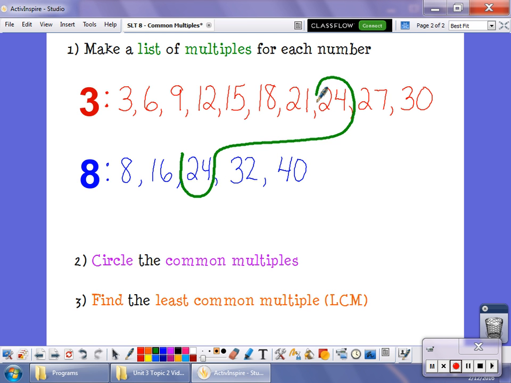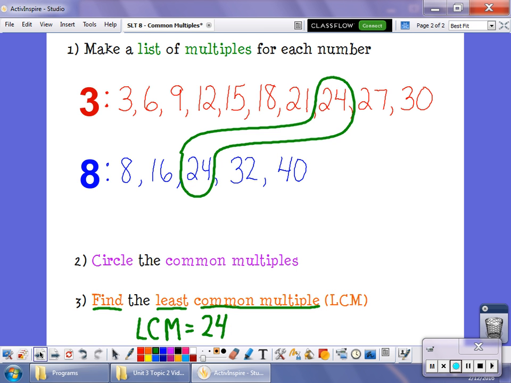Now, as I said, if I keep going, I'll get more and more multiples in common. But what I want is not all the multiples they have in common. I want just the one that's the least common multiple. And in this case, the lowest common multiple that they have, the least common multiple, is going to equal 24.